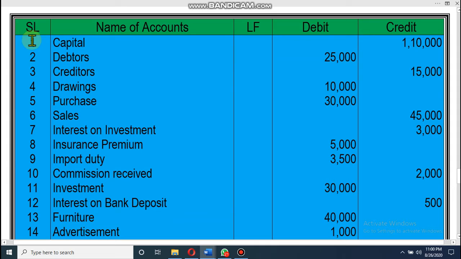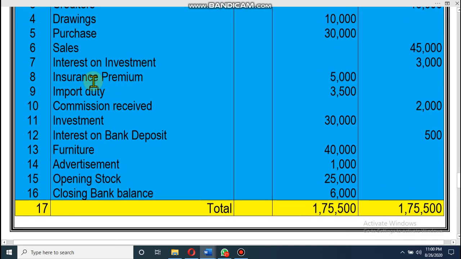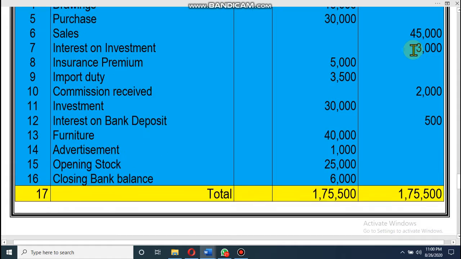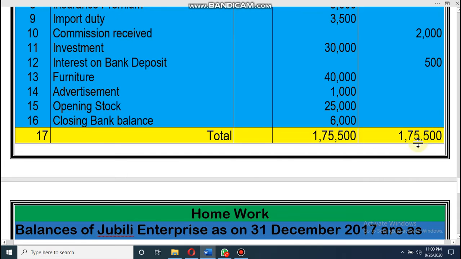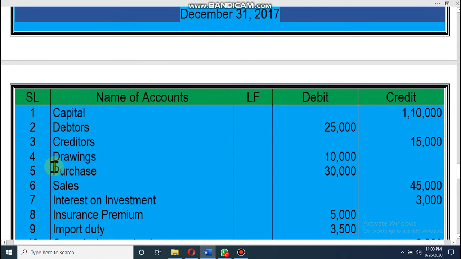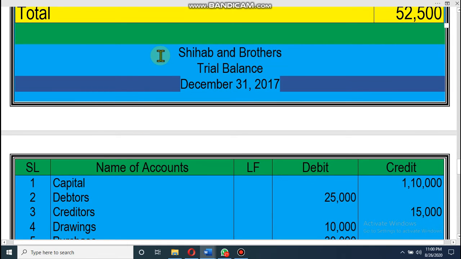That means serial number, name of account, LF, debit, credit. Whatever ledger balances we have, at first we have to write them together, then we have to find out which item will be debited and which item will be credited, and if we add, then both sides will be equal. This is the trial balance. At first we have to write the serial number and the headline. You have to write the name of the company, then trial balance, then date. Dear student, this is the format of the trial balance.